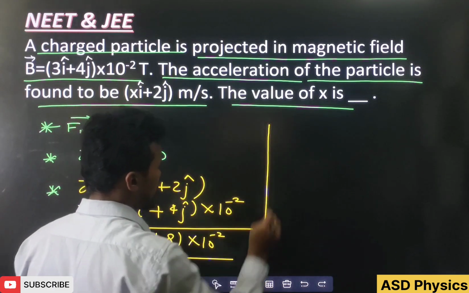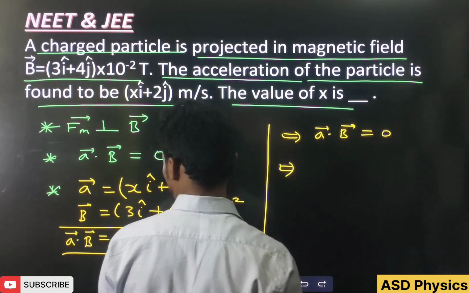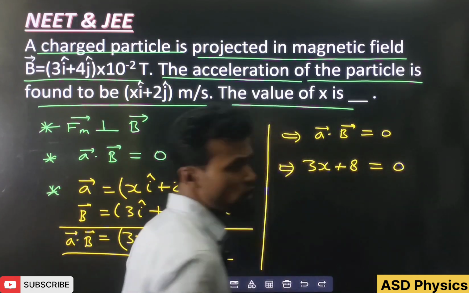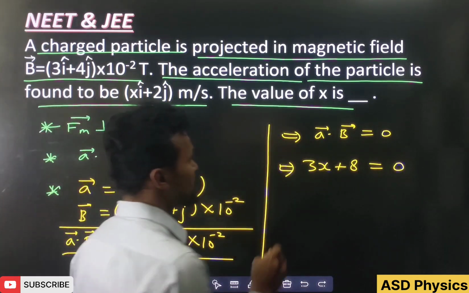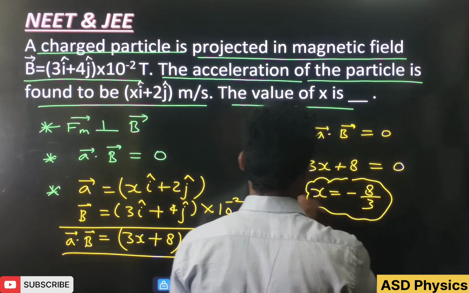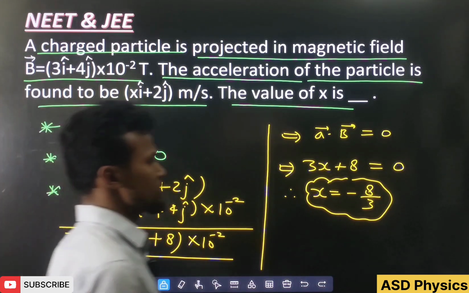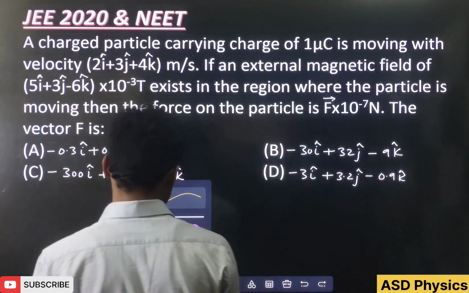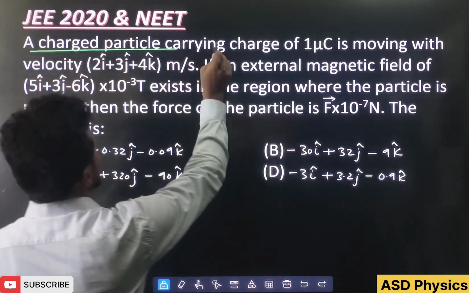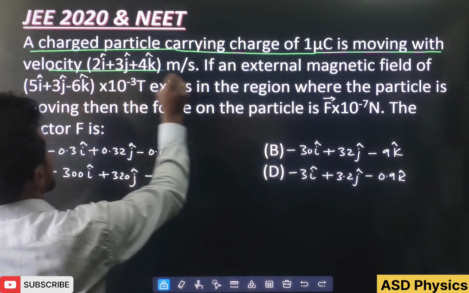This came. Actually, vector A dot vector B should be 0. So from here we can say that 3x plus 8 will be 0; the power will be balanced anyhow. So what will x be? The value of x should be minus 8 by 3. Can you see here? So x should be minus 8 by 3, students. A dot B is 0. Now students, after that we'll talk about the JEE 2020 question. A charged particle carrying a charge of 1 microcoulomb positive is moving with velocity this one.